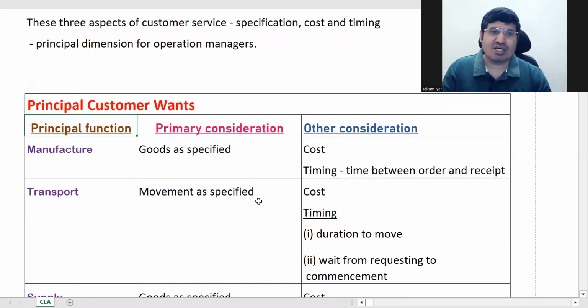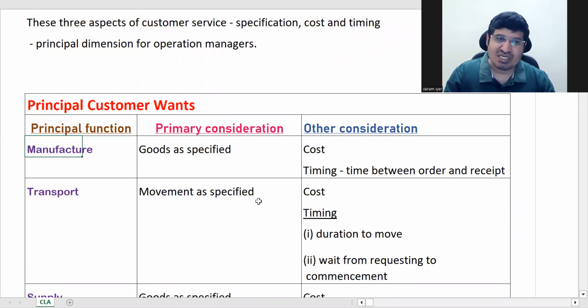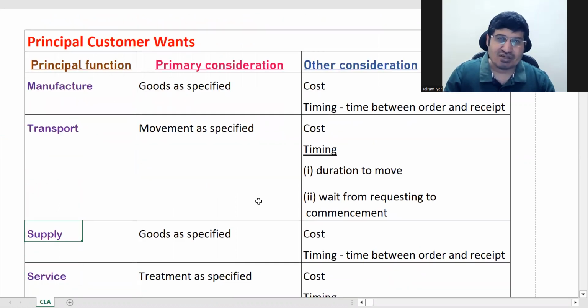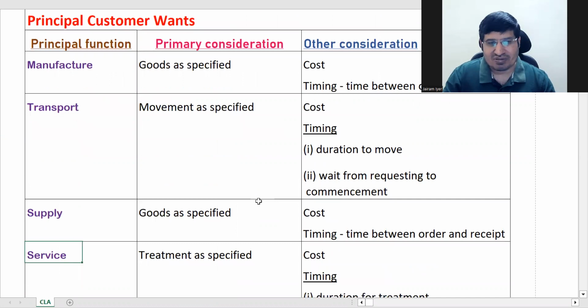okay, so here you can see the functions. Here are the functions, in which kind of business you are in. You can be in manufacture, you can be in transport. Okay, you can be in supply. Now supply basically is nothing but a combination of manufacture and transport. You manufacture and you send it to the customer, then you call it supply, correct? Or last can be service. Okay, so these are the four ways we can divide function.